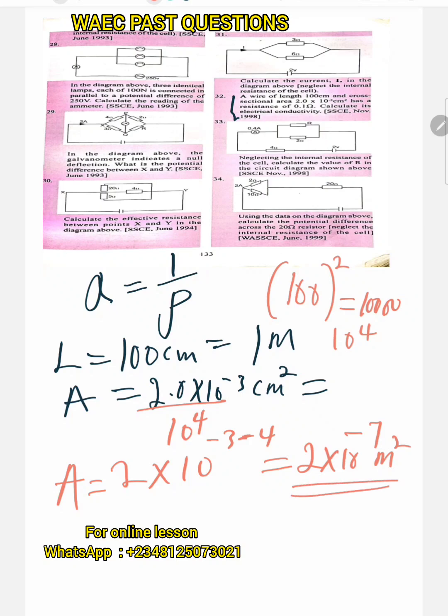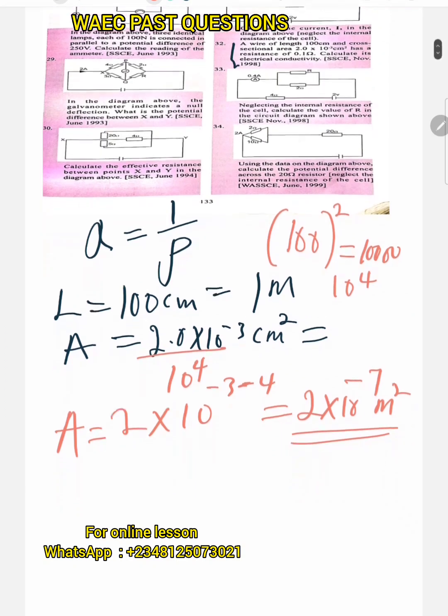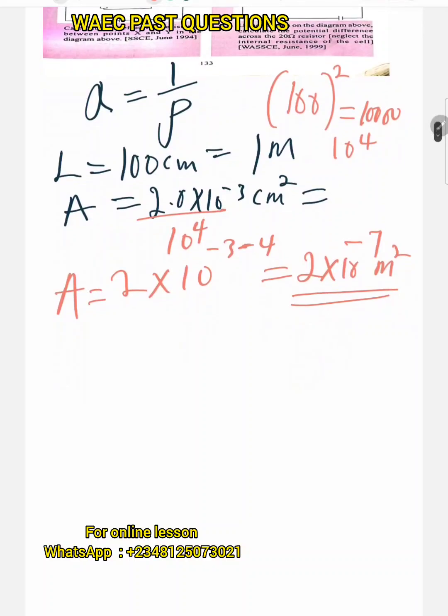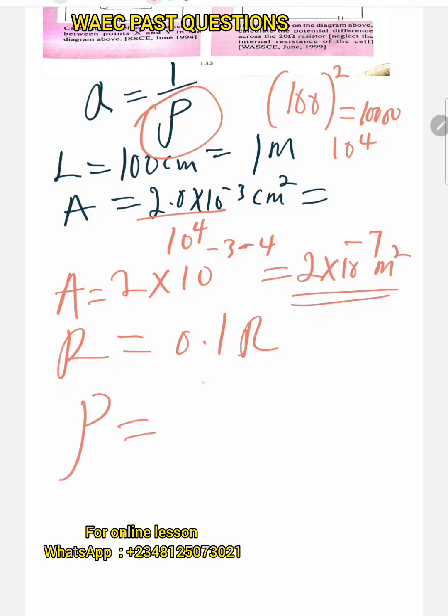Don't forget, you must convert everything to its SI units. We are given that the resistance is 0.1 ohm. Now let us go to our formula for calculating the resistivity. Remember that the resistivity of a material is equal to the area times the resistance all over the length.